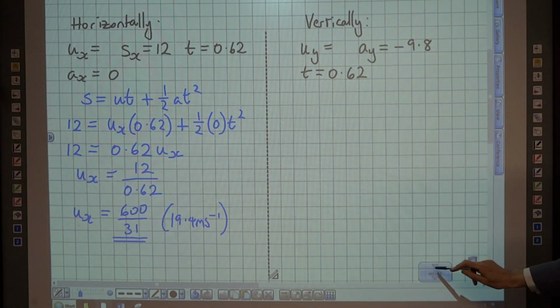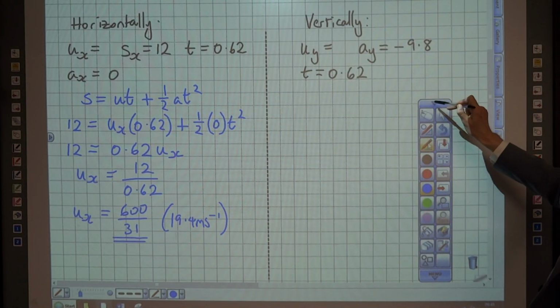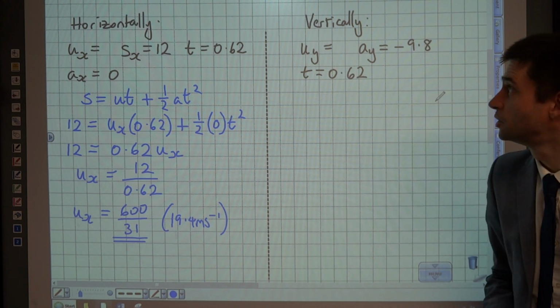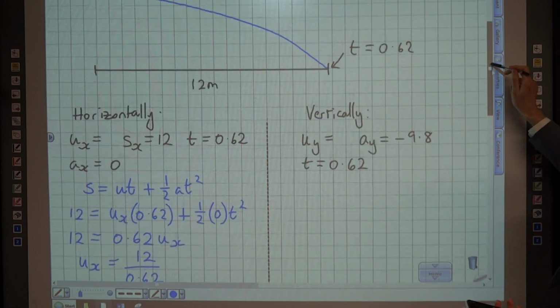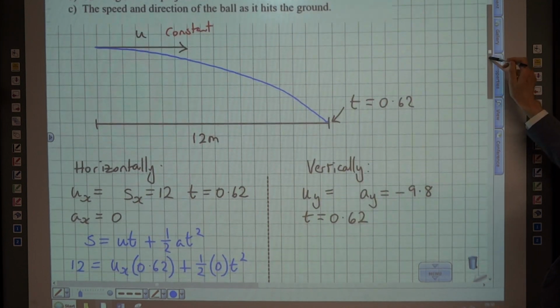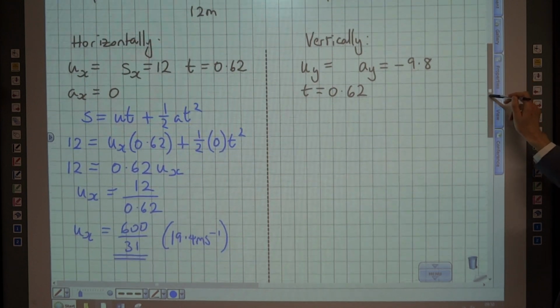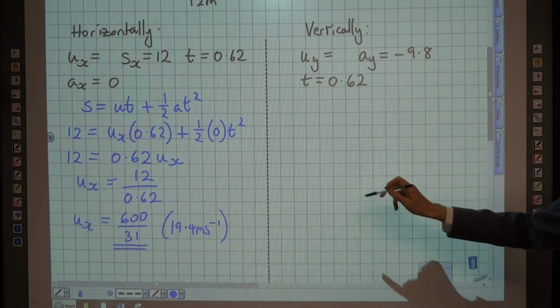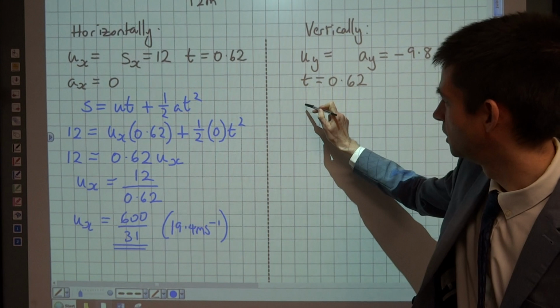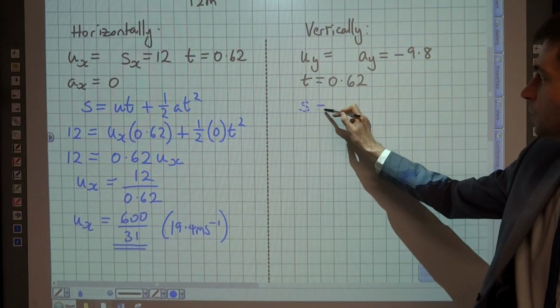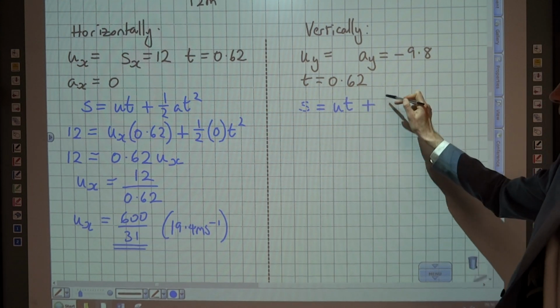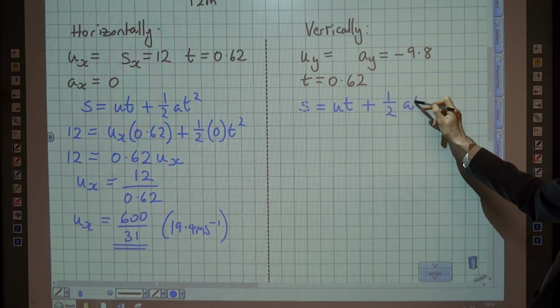Because now I'm going to work with what I know vertically. So we're looking for the vertical distance travelled, aren't we? We're looking for the height of projection, so the vertical distance travelled. So what we can do is, again, use S equals UT plus a half AT squared.